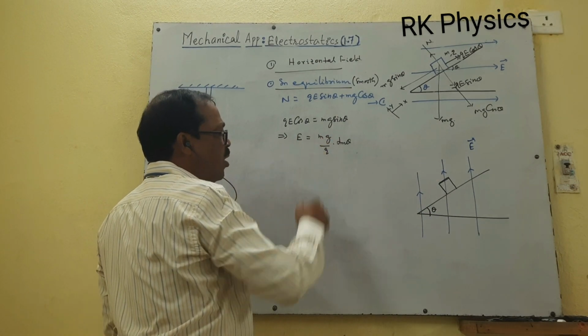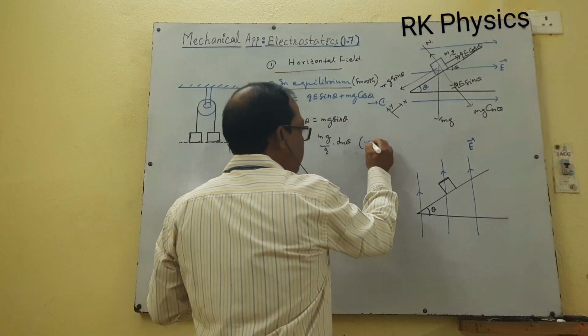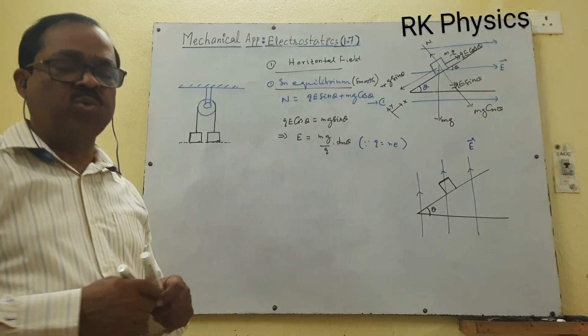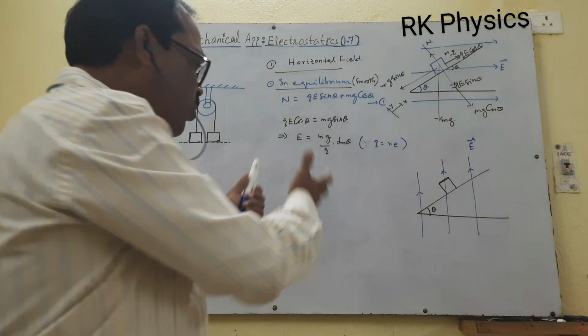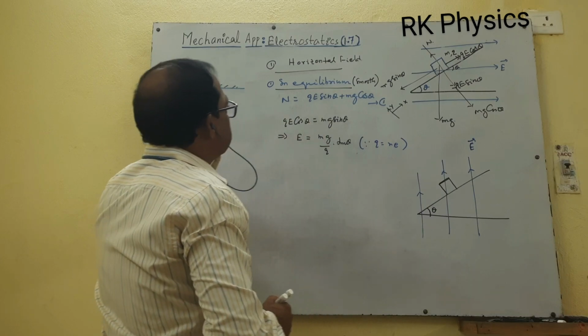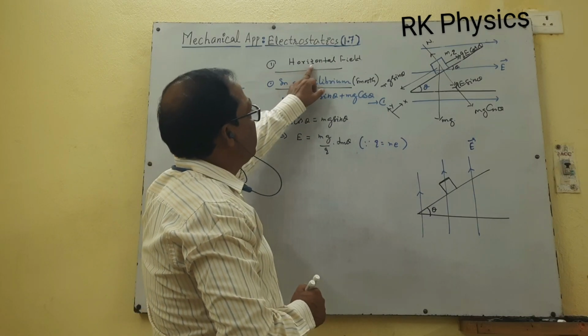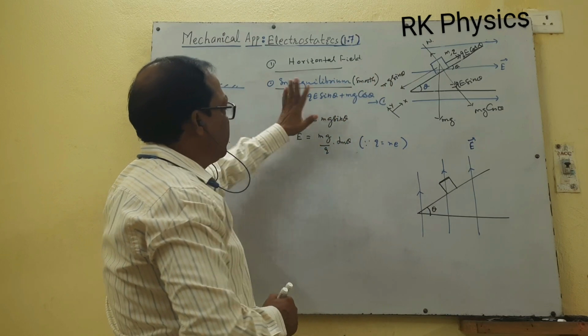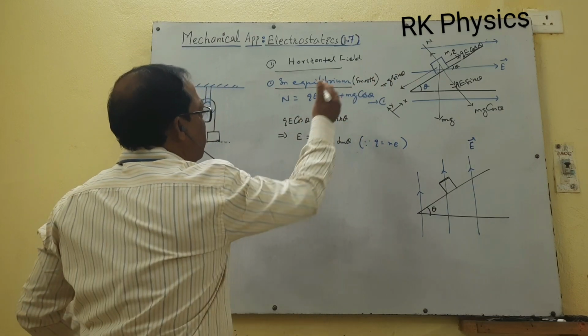You can put q equal to ne, where e is the magnitude of the charge of an electron. There are a number of ways to calculate it. Now this is the case: horizontal field towards the right, in equilibrium, on a smooth surface.